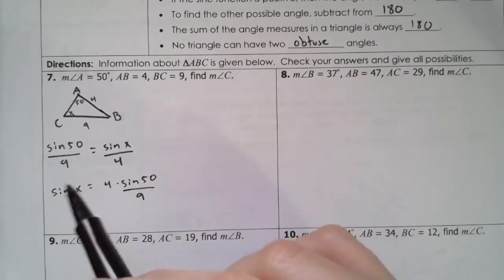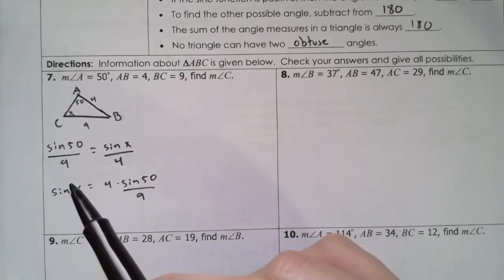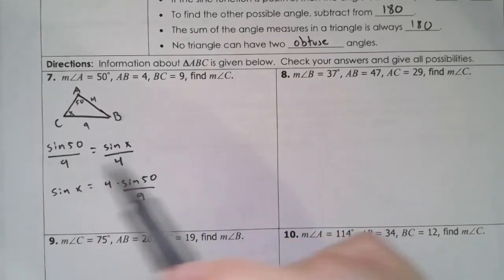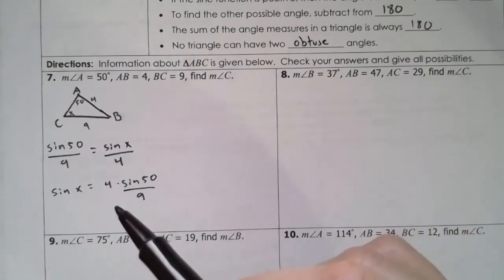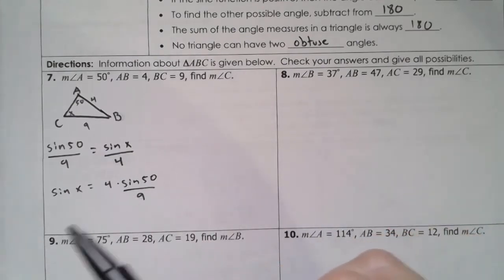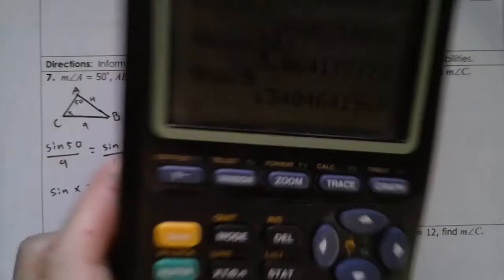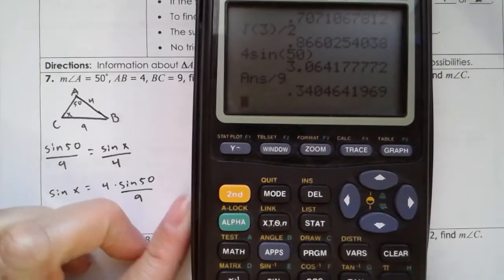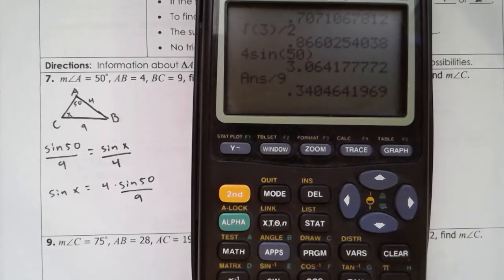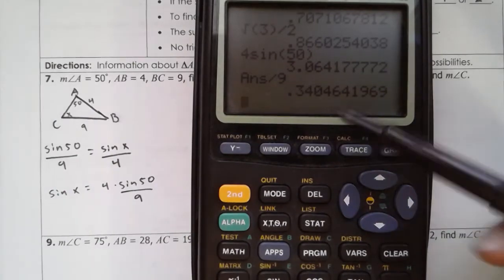So then you could just go ahead and do this, and then you would take the inverse angle measure. So 4 times sine of 50, because I did it a little different here on my side notes, but you should still get the same thing. So I'm getting this. That's what sine of x is equal to. And then right here, 0.34.